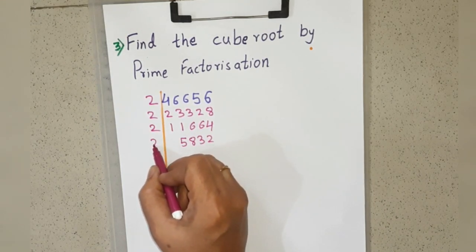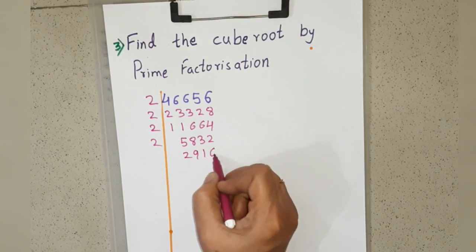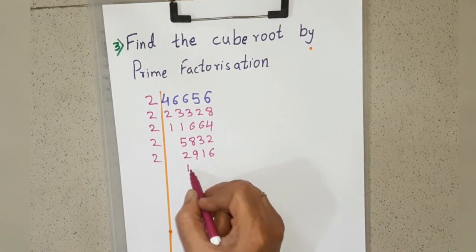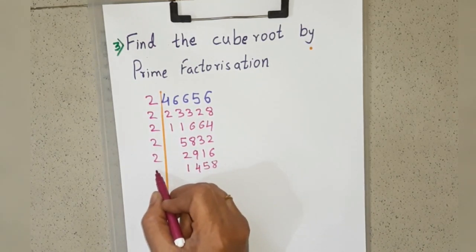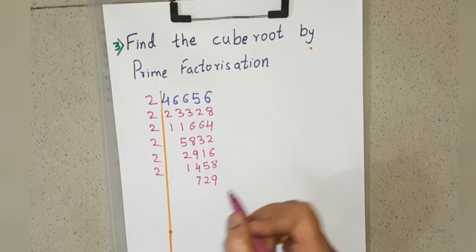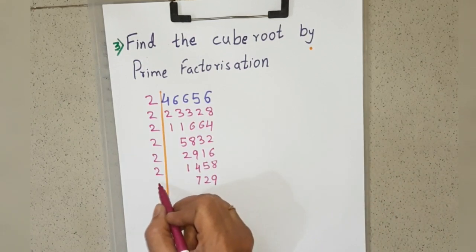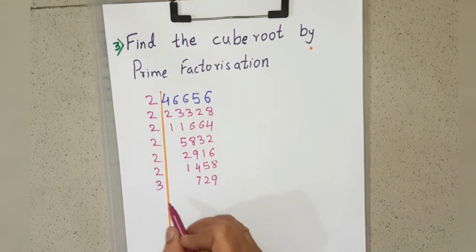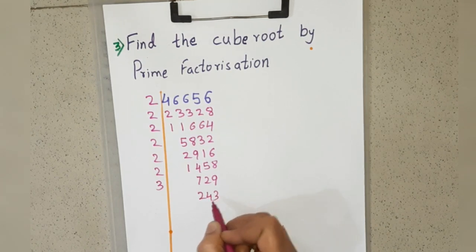Again dividing by 2, I am getting 2916. Again dividing the number 2916 by 2, I am getting 1458. Dividing this by 2, I am getting 729. We have already seen that 729 is a cube of 9. So now it is divisible by 3. Since we are talking of prime factorization, 9 is not a prime number, so we divide it by 3. So dividing by 3, I get 243.